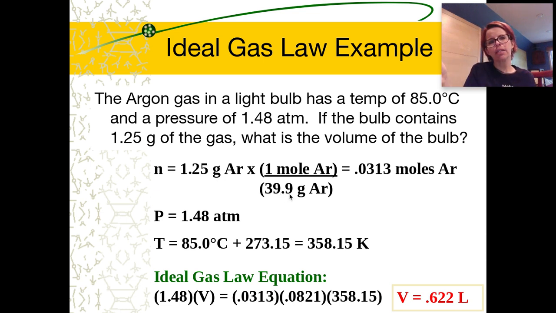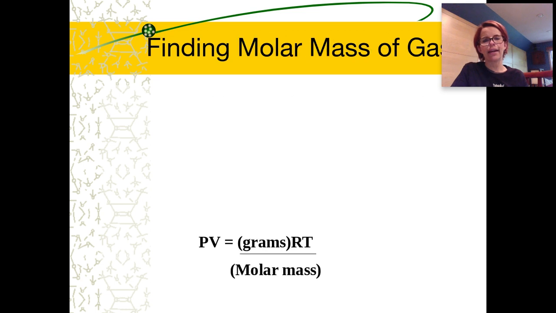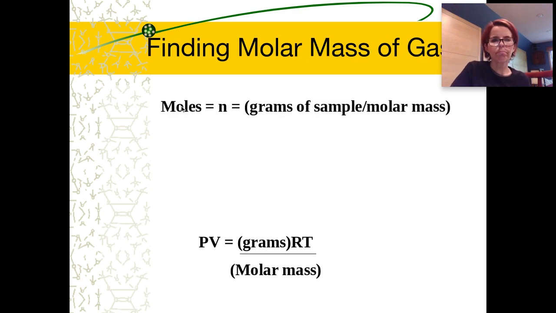And that's what they're doing in the 2 slides from now. They're doing the grams that you're given, the grams of the gas over its molar mass, and that gives you N. They just didn't bother to write the 1 mole of the gas. So here it is again. Moles, N, is the grams of the sample.